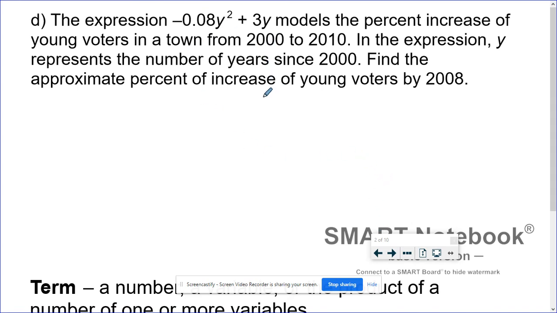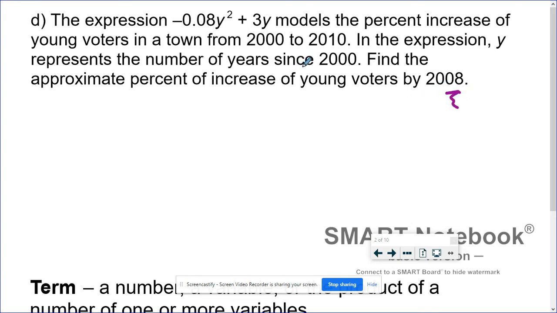Part D of the example is really just kind of a fancy way of asking you to do the same thing. So it gives you an expression. It looks complicated, but we really just have one thing to do with it. So we're not graphing or anything like that. That expression models the percent increase of young voters in a town from 2000 to 2010. In the expression, Y represents the number of years since 2000. Find the approximate percent of increase of young voters by 2008.